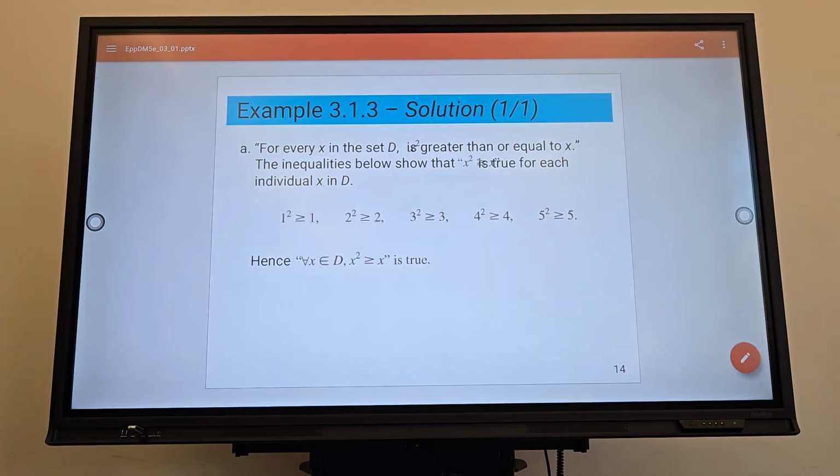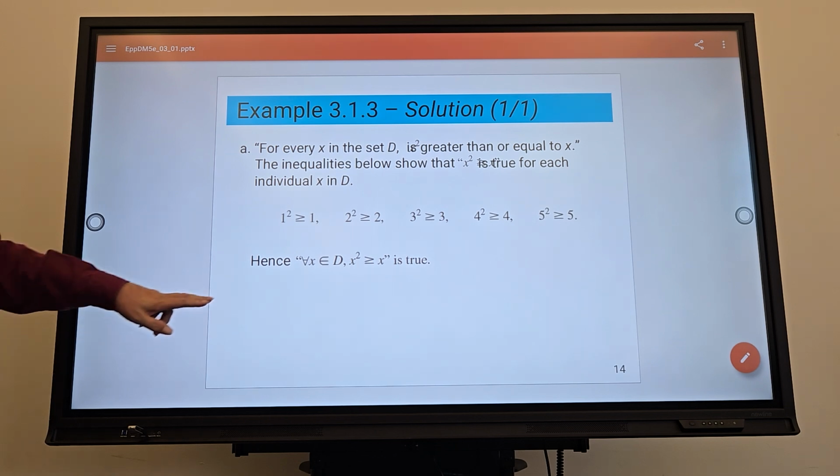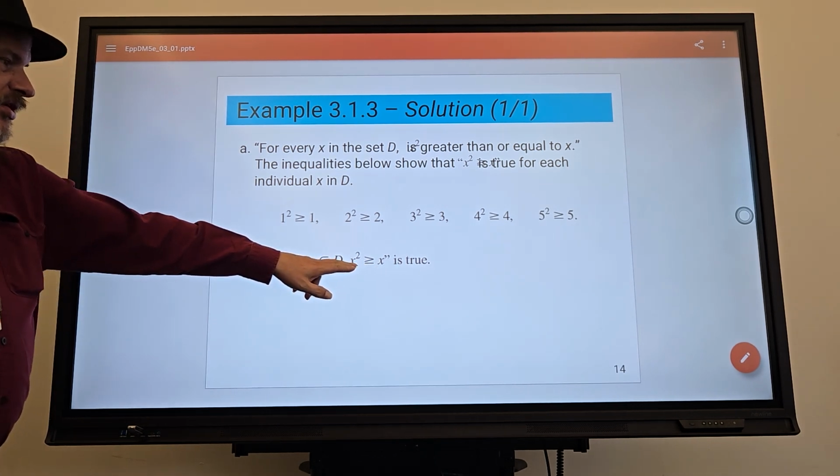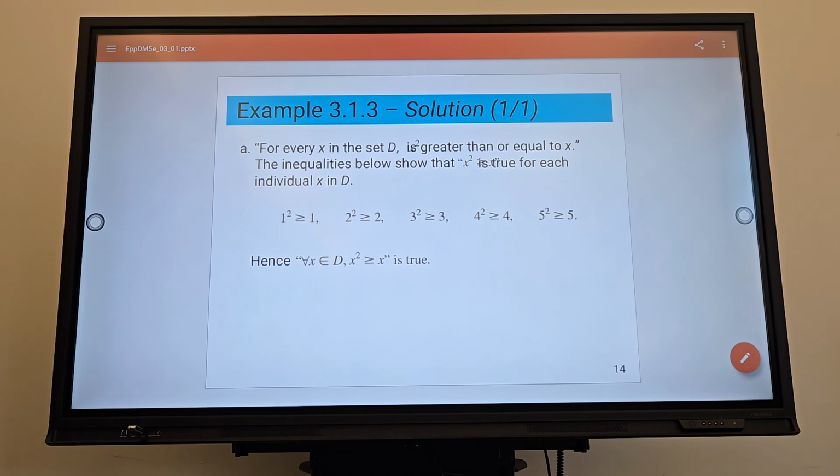For every x in set D, x squared is greater than or equal to x. The inequalities shown below show that x squared is greater than or equal to x is true for each individual x in D. Therefore, that statement here is evaluated as being true.